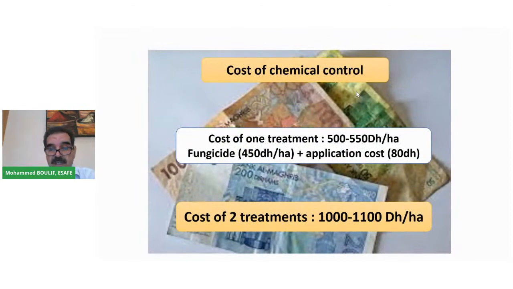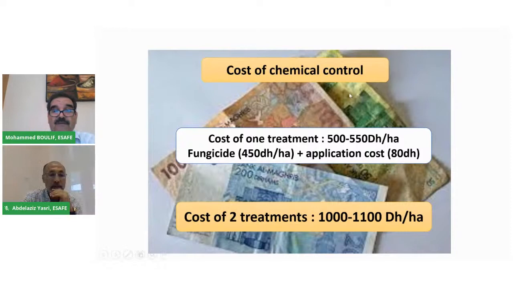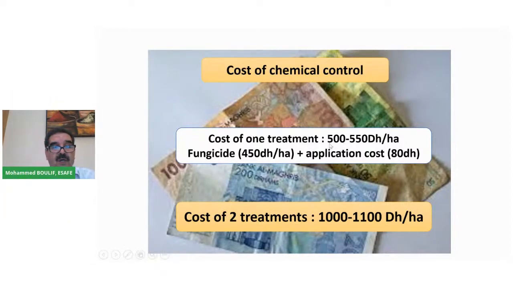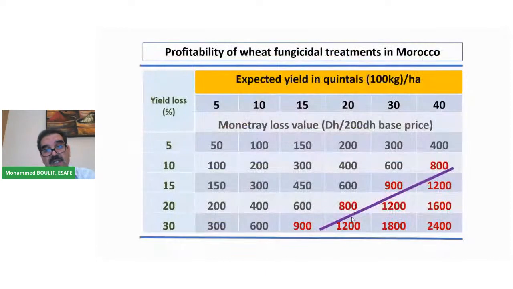Cost of chemicals. Well, if I abide by my rule, cost of one treatment, 500, 2 treatments almost takes me to 1,000. So are these profitable? After having thought a lot about this problem, I thought basically the profitability comes down to the yield level and also to the yield loss. And you have here the amount in dirhams lost for each yield level with varying degrees of disease attack, yield loss. I will give an example.